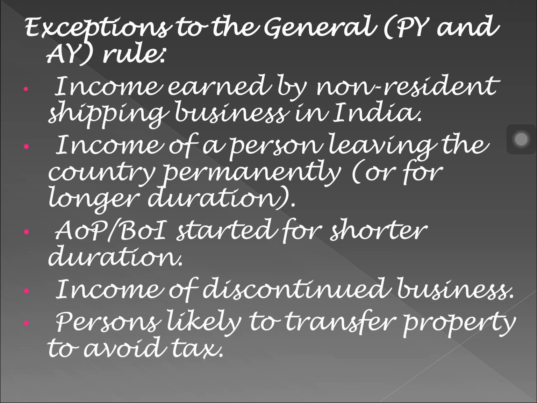Next, AOP or BOI started for a shorter duration. If an AOP or BOI was for a small purpose, was only for 6 months or 9 months or 1 year, the year in which it is earning income, the same year it will pay tax, and then it can dissolve. Next, income of a discontinued business. If a business is discontinued in the middle of the year, the same year it will assess the tax and it will pay the tax.